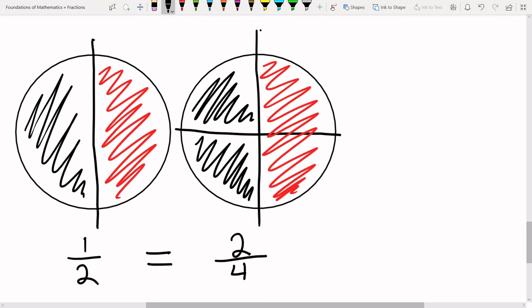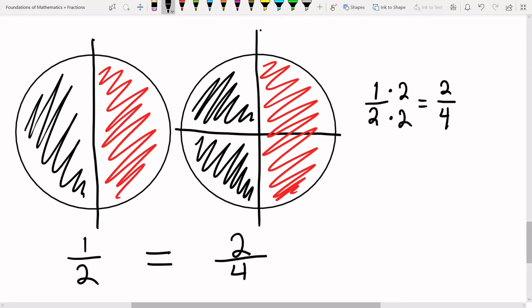But this is the idea of what it means to have equivalent fractions. 1/2 is equal to 2/4. I can show you that mathematically by taking 1/2 and multiplying top and bottom by 2. 1 times 2 is 2, and 2 times 2 is 4. And you see we get 2/4.